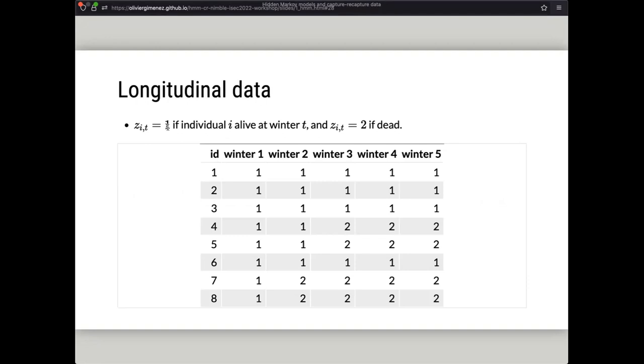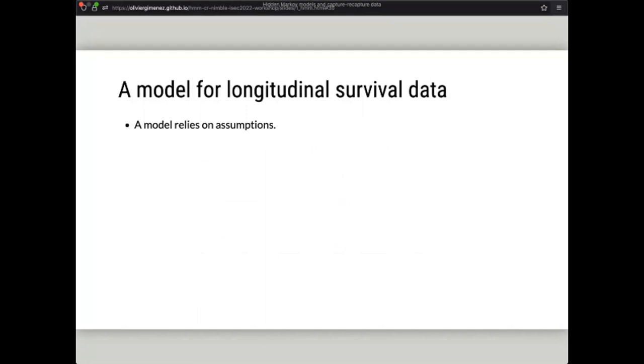And this random variable is going to take value 1 if the individual is alive at winter t, and 2 if it's dead, okay? So you get this kind of data set where you have individuals in rows and the sampling occasions, here the winters, in columns, right? So let's think of a model for this data. The objective remains the same. We want to estimate survival.